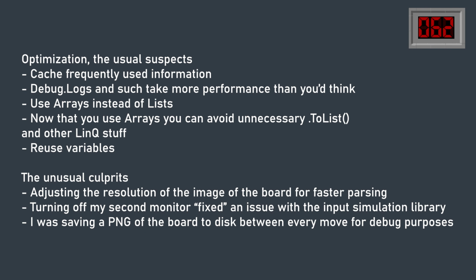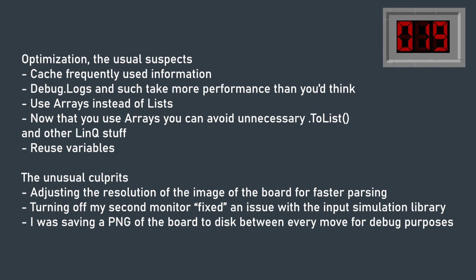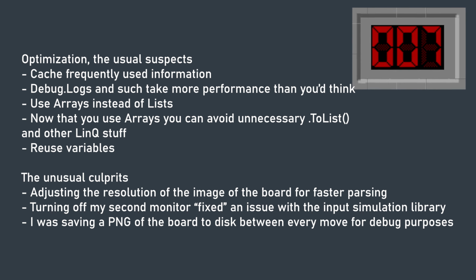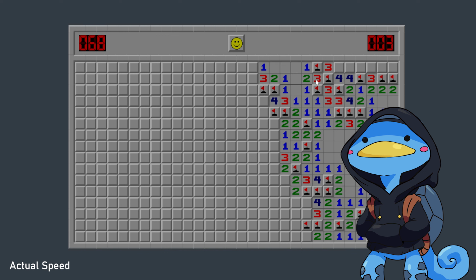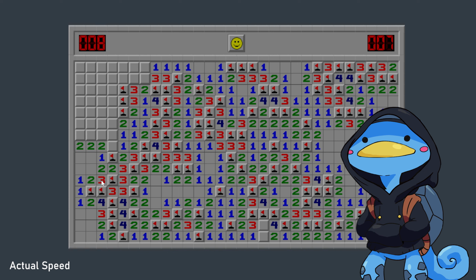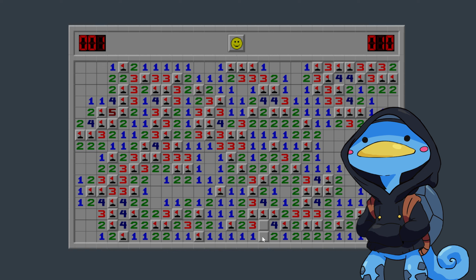I then turned on the profiler and got to optimizing the rest of the code. Removing debug stuff like logs, lowering the waiting time between clicks to a minimum, turning off my second monitor for some reason, caching values when possible, using arrays instead of lists, and soon there I had it. A Minesweeper solver that goes very fast and gets me on the leaderboard as the fastest player in the world. It only wins about 10% of games though, so it still loses a lot, but it loses very fast.